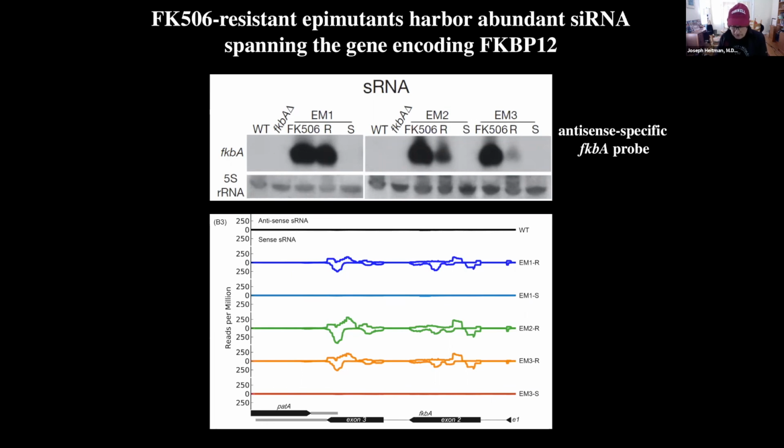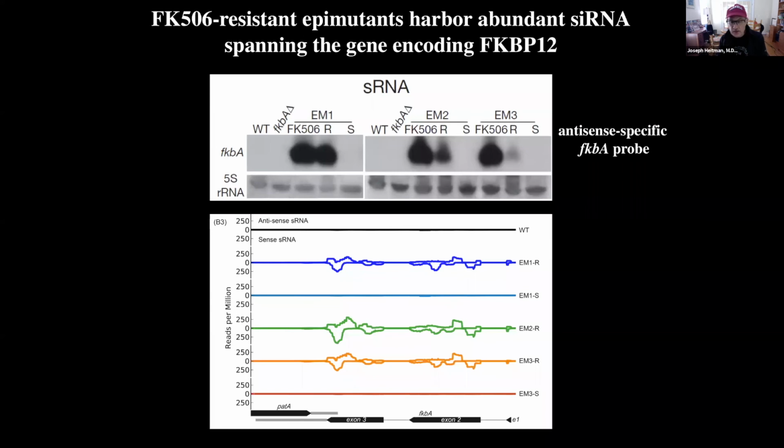We made small RNA libraries and sequenced them so we could look at the repertoire of small RNAs across the entire genome. And what this lower panel shows is those displayed across the fkBP12 gene, which has 3 exons. The wild type has no small RNAs to the gene. The 3 different resistant epimutants all have abundant small RNAs to both the sense and antisense strand. And when they revert, those small RNAs go away. And notably, you'll see that the introns of the gene are not decorated by small RNAs, only the exons. And so it implicates the mature mRNA from the fkBP12 gene as being the target for the small RNAs.